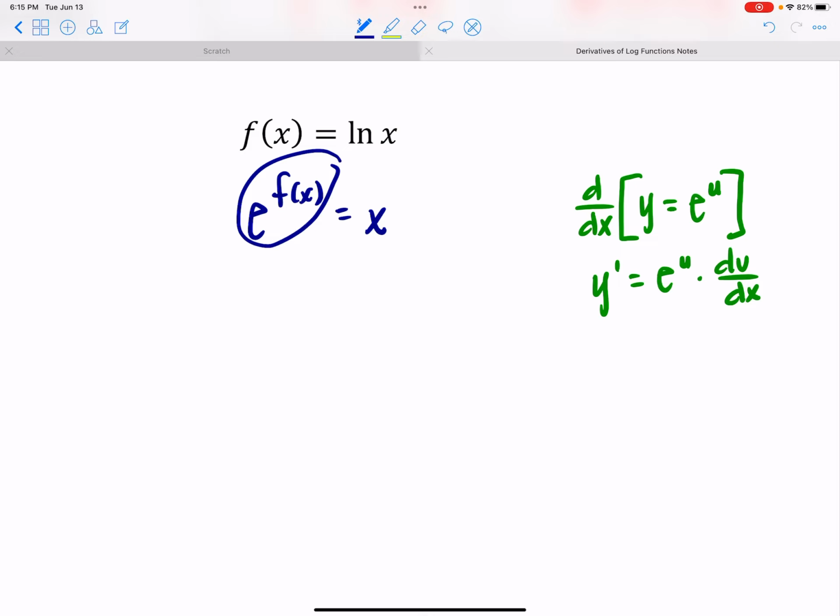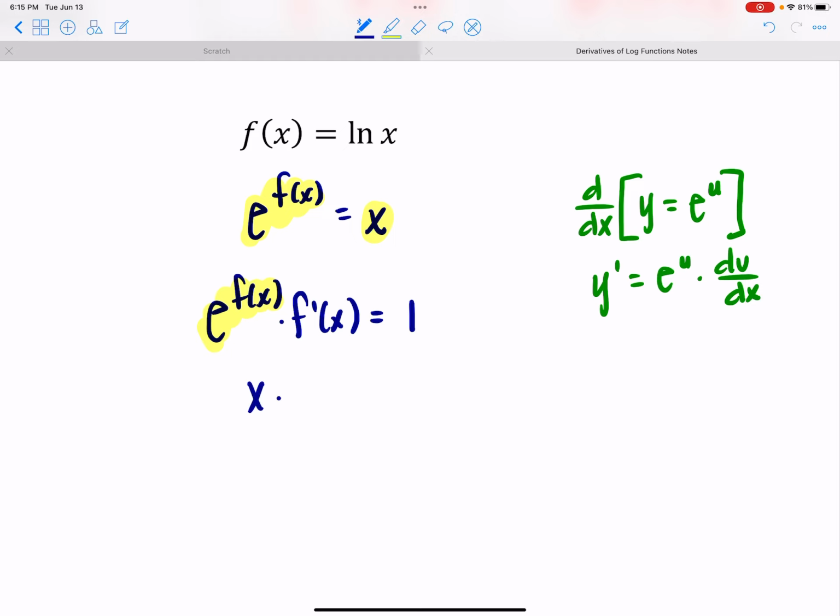Let's now take the derivative of this exponential form. So the derivative of e to the f of x is going to be itself, e to the f of x. But this is not just an x here, right? So we have to multiply by the derivative of f of x, which would be f prime of x. And that's going to be equal to the derivative with respect to x of x, which is just going to be 1. Now, again, I'm going to make a little replacement here. This e to the f of x is equal to x, so I'm going to swap this e to the f of x out with an x. So x times f prime of x is equal to 1, and f prime of x is what I need. So if it's being multiplied by x, I divide that over and find that f prime of x is equal to 1 over x.